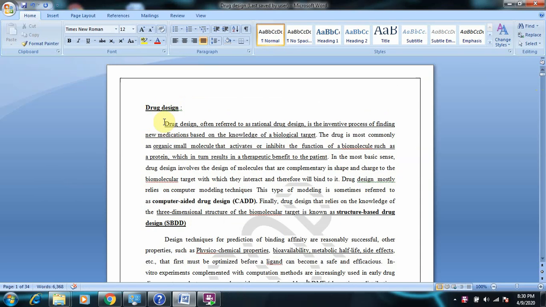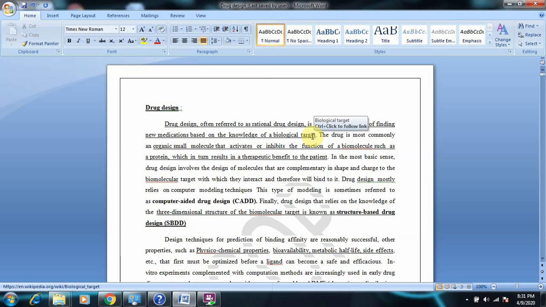Basically, what is drug design? The definition says that drug design, often referred to as rational drug design, is the inventive process of finding new medications based on the knowledge of a biological target. What is a biological target? A biological target is nothing but a receptor where the drug goes and binds. Something like a protein, or it may be an enzyme. So here what we are doing in drug design is we are designing a drug molecule such that it goes and binds with a receptor or an enzyme or a protein.